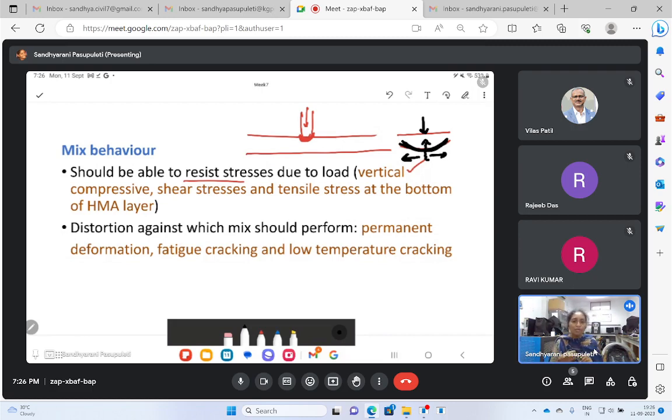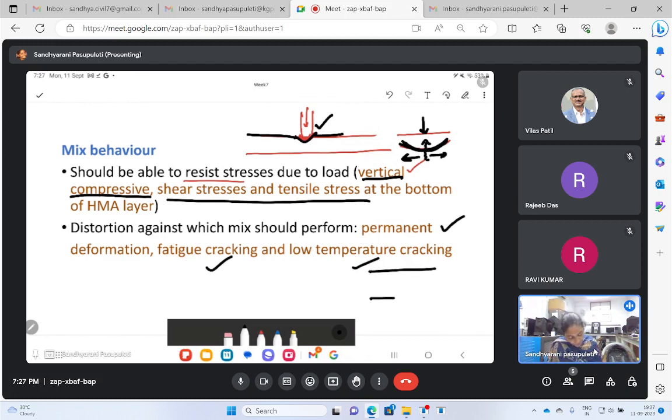If the bitumen has good elastic properties, it will not break. It may bend, but after the removal of the load, it will come to the normal position. That is the purpose of modified binders, to be specific. So this bituminous mixture should be able to take the vertical compressive stresses. If the vertical compressive stresses are not taken, there will be a depression, which is nothing but permanent deformation or rutting. So the shear stresses and tensile stresses at the bottom of the HMA layer, the main purpose of the mix is to take these stresses. And so, permanent deformation, fatigue cracking and temperature cracking.